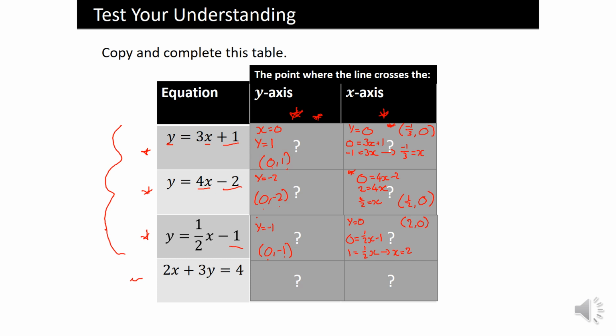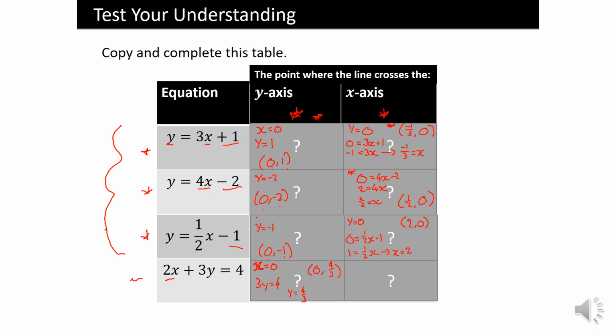Right, so on the y-axis, we're going to set x equals 0 here for this last one. So this term will vanish, we just end up with 3y equals 4. So y equals 4 over 3. So our coordinates (0, 4/3).